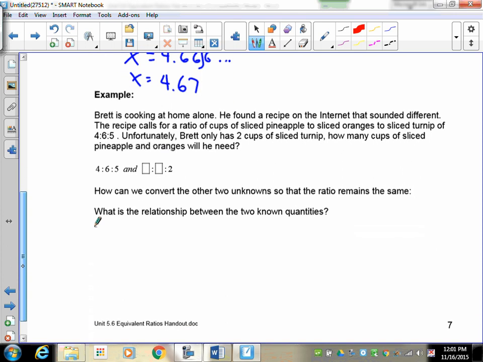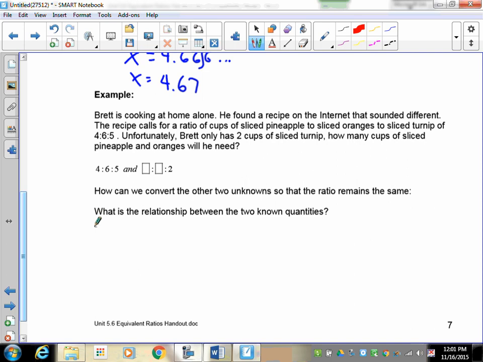Now let's take a look at a triple one. Rhett is cooking at home. He found a recipe on the internet that sounded different. The recipe calls for a ratio of cups of sliced pineapple to oranges to turnip of 4 to 6 to 5. Unfortunately, he only has 2 cups of sliced turnip. So how many cups of pineapple and oranges does he need?